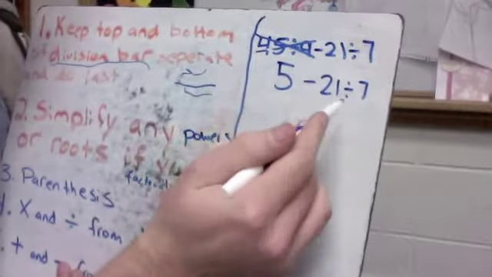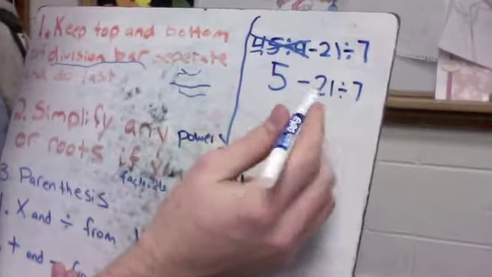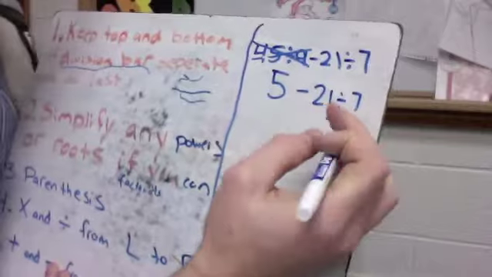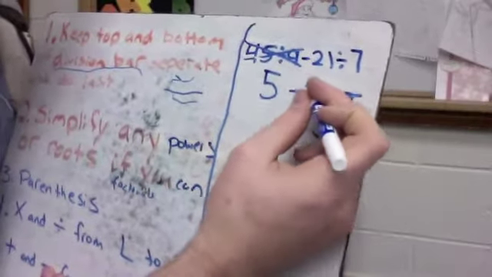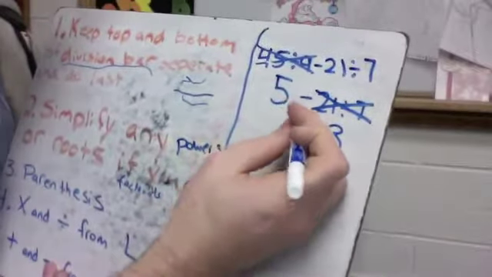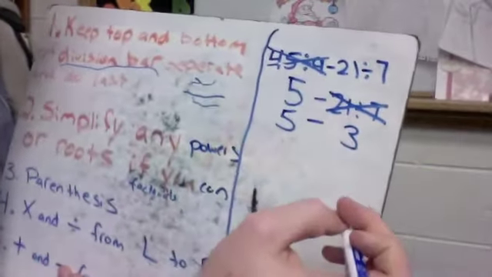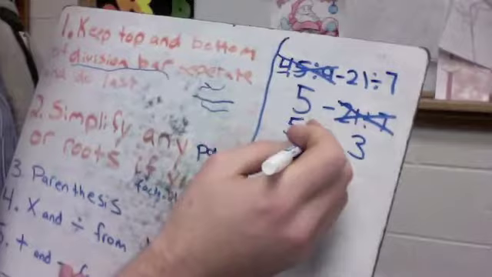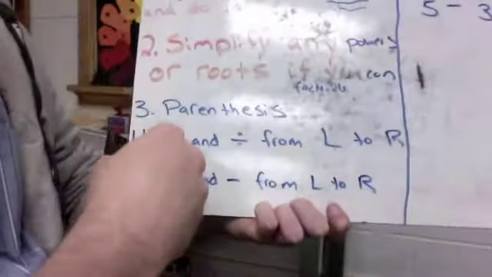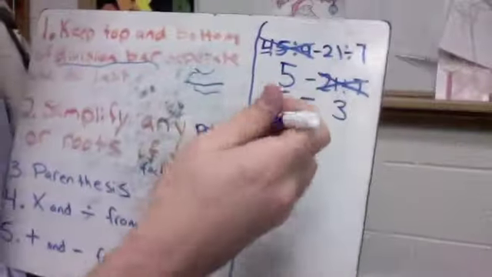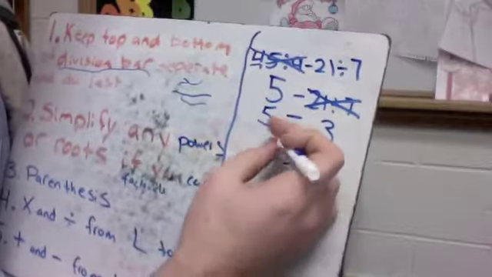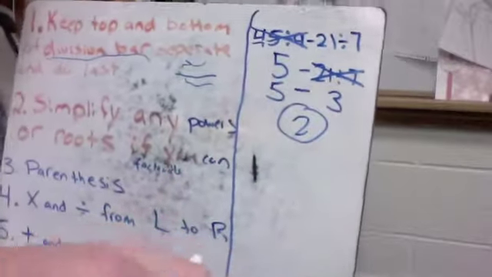Okay, I don't have any times, I'm doing the division. 21 divided by 7 is 3. Okay, so I used that, I'm going to cross it off, and bring everything else straight down. Minus, there's our 5. Now all we have left is subtraction, and that's the last thing on our list, plus and minus, so I can just do 5 minus 3, and your answer is 2. The answer to this problem would be 2.